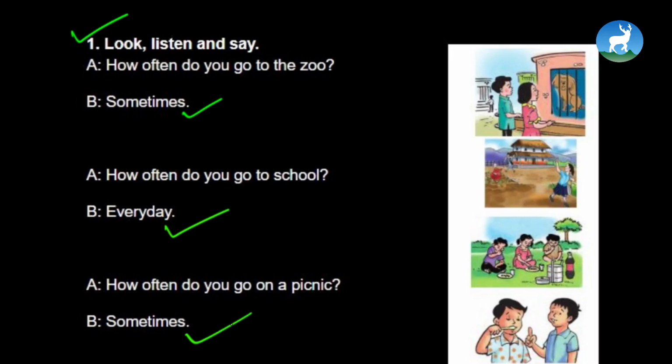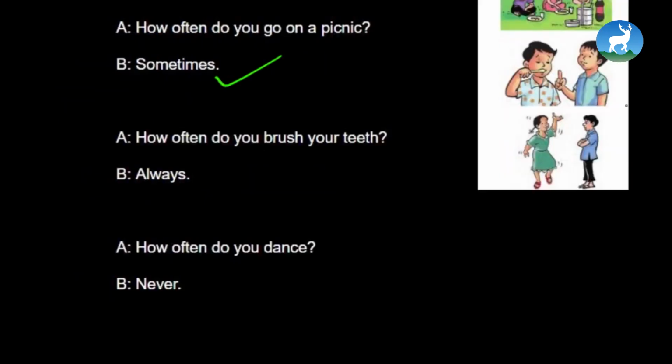Let's repeat these questions and answers. Let's start with the first one. How often do you go to the zoo? Sometimes. How often do you go to school? Every day. How often do you go on a picnic? Sometimes. Let's look at another one.